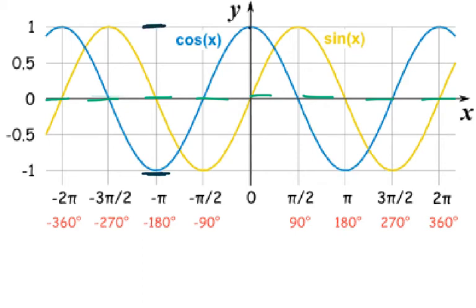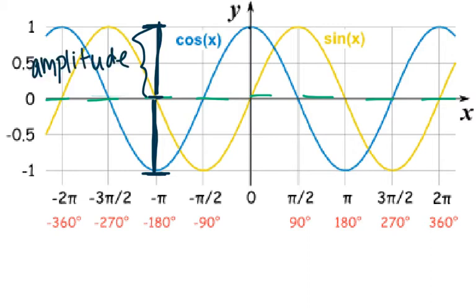Now, the distance from the midline to the maximum is equal to the distance between the midline and the minimum, because that's how we found the midline. That distance, this distance here, is known as the amplitude of our wave. The sine and cosine functions both have an amplitude of 1.